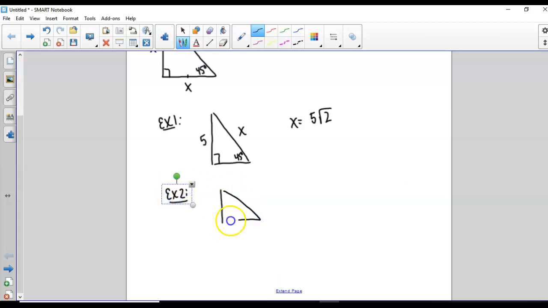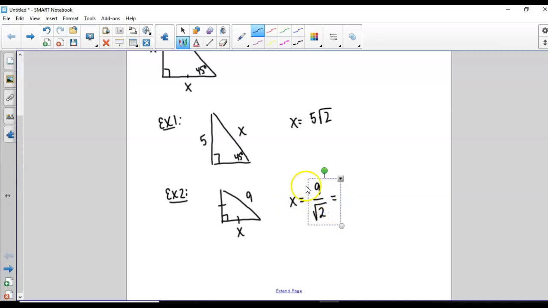So if I have a 45, 45, 90 triangle, and I know that this side right here is 9. To get the hypotenuse, I had to multiply by the square root of 2. So if I have the hypotenuse, what do I have to do to get the leg? Divide by the square root of 2. So if this side right here was my x, x would equal 9 divided by the square root of 2.